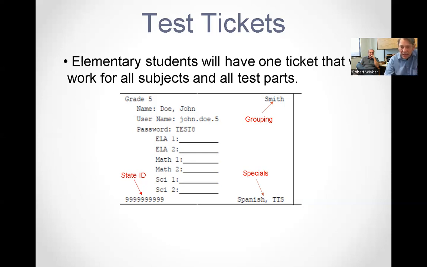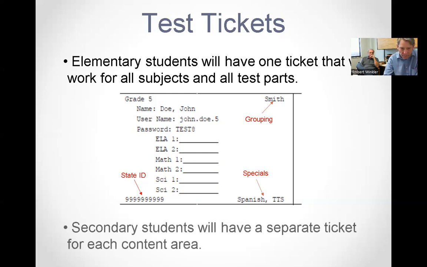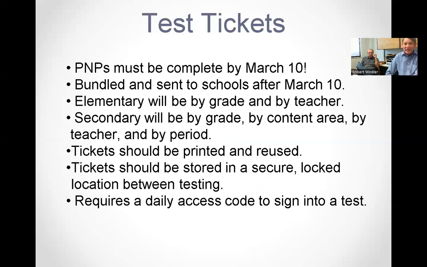Elementary students have one ticket that will work for all subjects and all test parts. Secondary students will have 2 different tickets or even 3 because usually they are in different classrooms. The P&Ps, that's a personal needs profile, must be completed by March 10th, and that will be done via the G Drive.